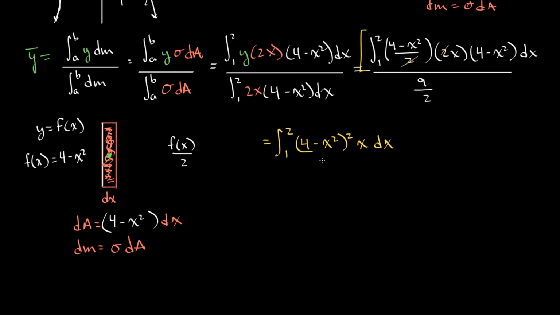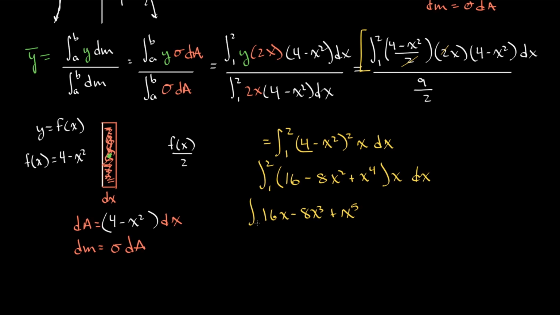So what are we going to get here? Well, we can expand this guy out if we'd like. So we're going to have 16 minus 8x squared plus x to the fourth, and then we can multiply by x, and this is still definite integral right here. Okay, so let's multiply by x. So we have 16x minus 8x cubed plus x to the fifth. Okay, and then we can finally anti-differentiate and evaluate.